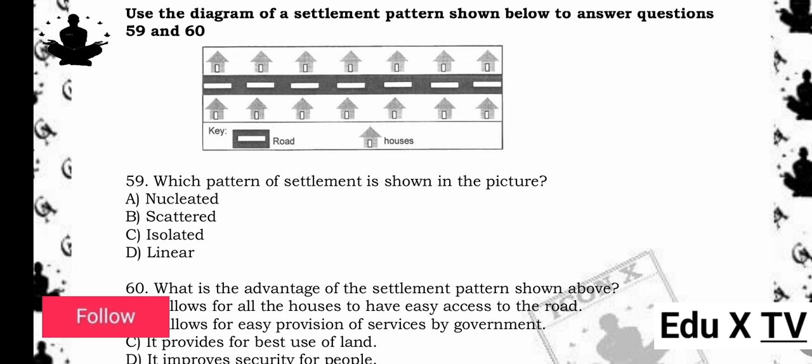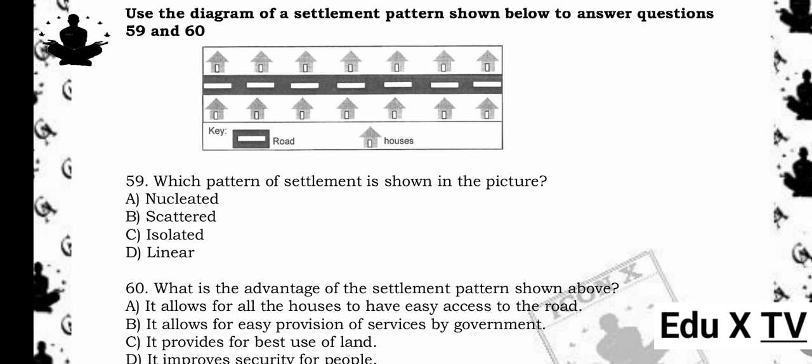A picture of houses in a linear settlement. 59. Which pattern of settlement is shown in the picture? A. Nucleated. B. Scattered. C. Isolated. D. Linear. The answer is D. Linear. Reason being, the houses are arranged along a line, usually a road or river, which characterizes a linear settlement.